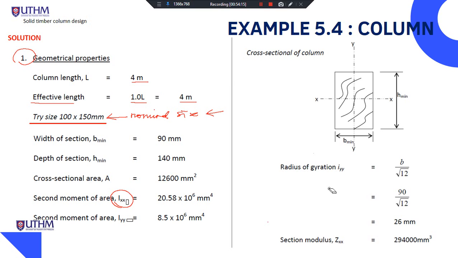Okay, next is the radius of gyration. Our radius of gyration is 90 divided by square root of 12 equal to 26, where our B is the least dimension, and the section modulus is 294,000 millimeter power of 3. Our Z is BH power of 2 divided by 12.